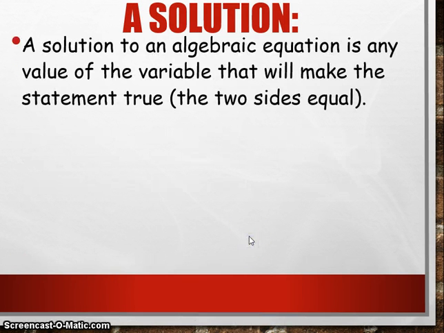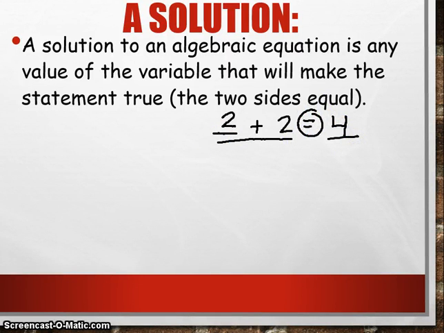Now let's talk about a solution. A solution to an algebraic equation is any value of the variable that will make the statement true. In other words, the two sides are equal. So in kindergarten, when you had blank plus 2 equals 4, you were really solving an algebraic equation because you were saying this unknown amount is 2, because this is the only number that you can add to 2 and equal 4. In other words, 2 would be the missing value that would make the two sides indeed equal to each other.